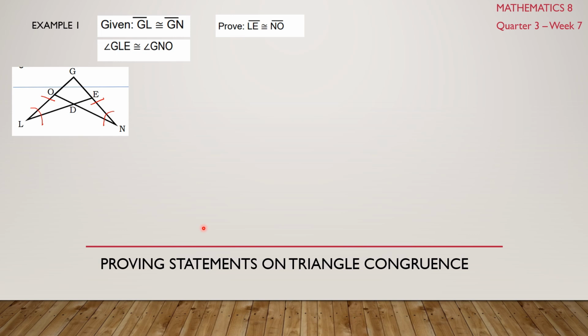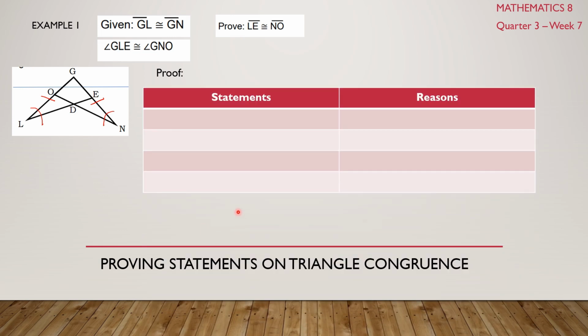So, in proving statements in geometry, usually we use two-column proving. So, the first column is for the statements and the second column is for the reasons. In every statement there should be a corresponding reason. So our first statement will be side GL is congruent to side GN and angle GLE is congruent to angle GNO. So our reason there is given.